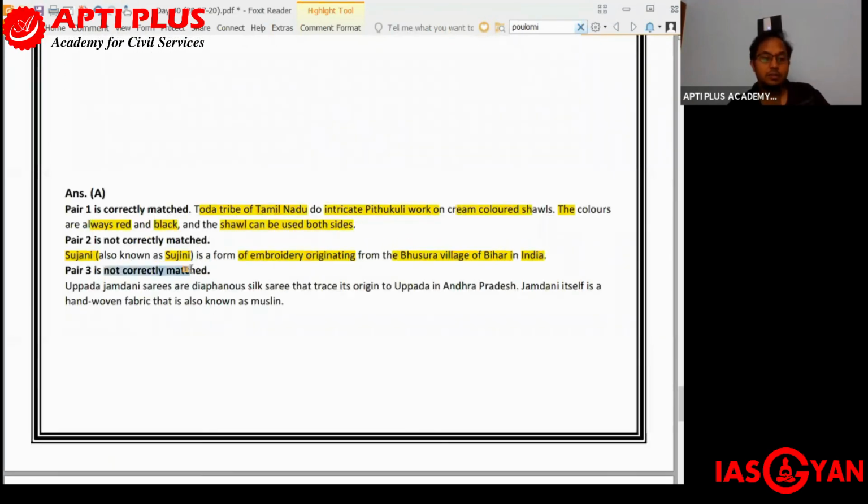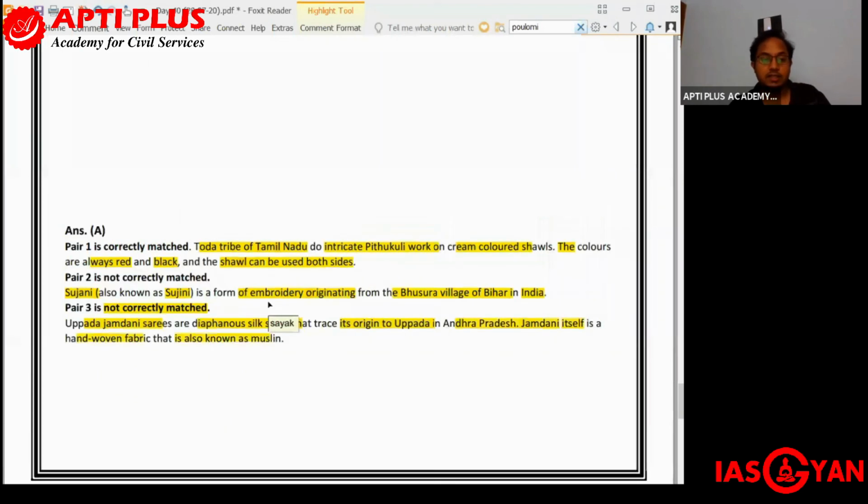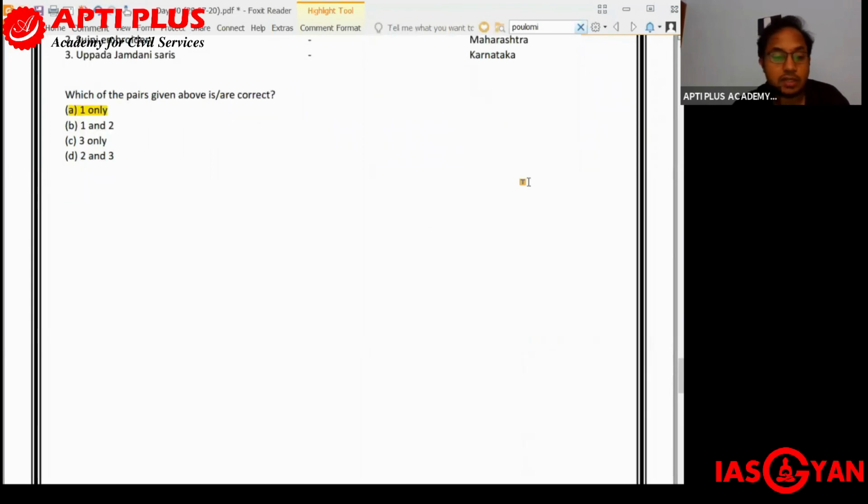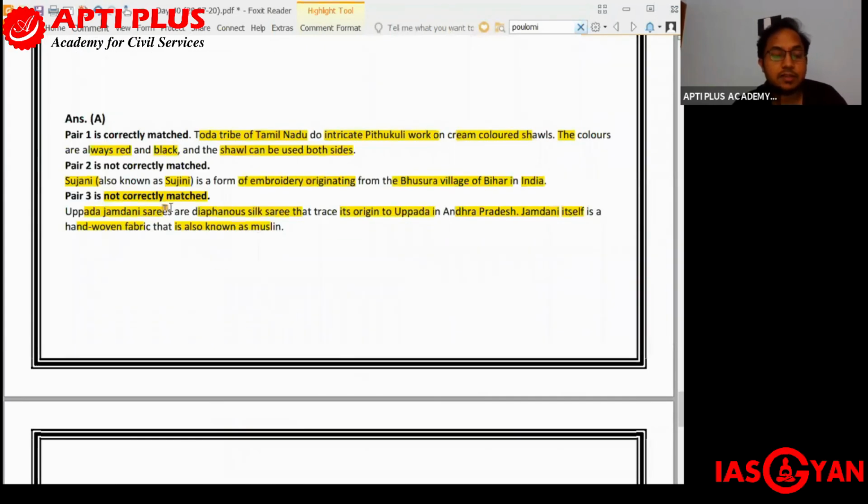The pair 3 is also not correctly matched, that is Upada Jamdani saris. They are diaphanous silk saris that trace their origin to Upada in Andhra Pradesh. Jamdani itself is a hand woven fabric that is also known as muslin. Here the saris have been mapped to Karnataka, so this pair is not correctly matched. It cannot be Karnataka, but rather it is Andhra Pradesh.